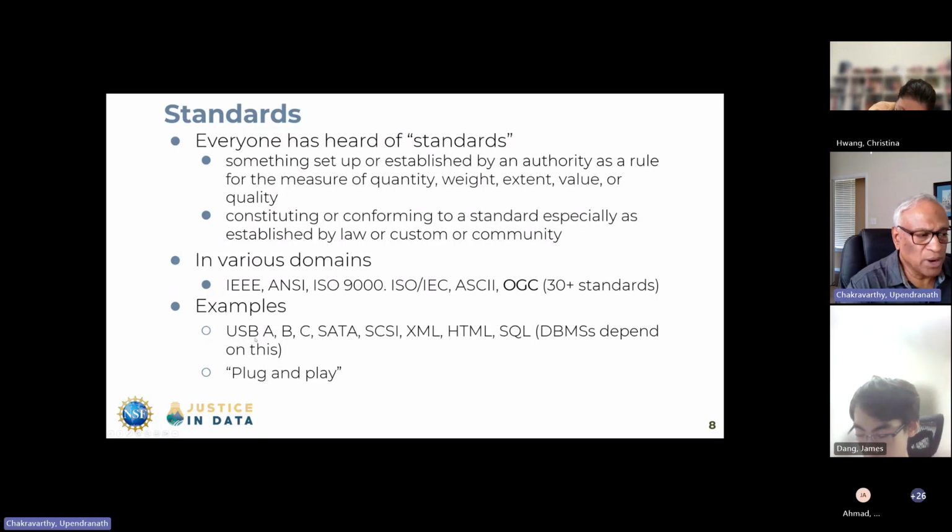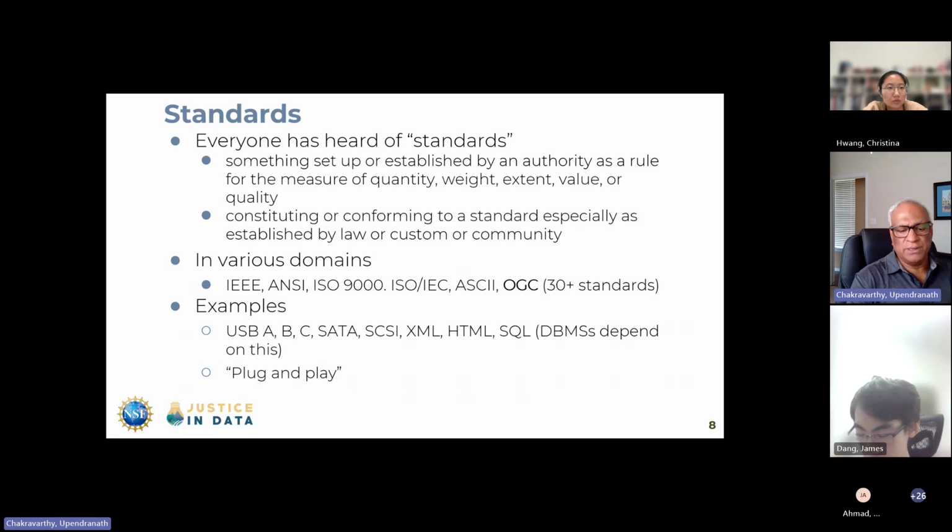We also know about the problems with that, right? If you have a system that uses USB-C, you have the other end USB-A, you need a converter between them. SATA is a standard for disk transformation. SCSI is another one. XML is a software standard. HTML, we are familiar with SQL.